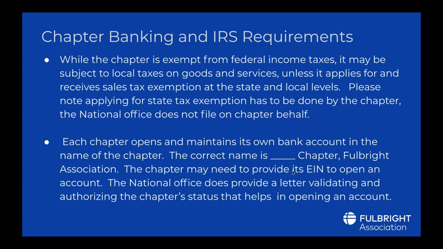The other thing is that mostly we have two people listed on the account for signing authority. One's the treasurer and one's either the president or vice president. This is something chapters are independent to decide on and follow as they please. Next slide.